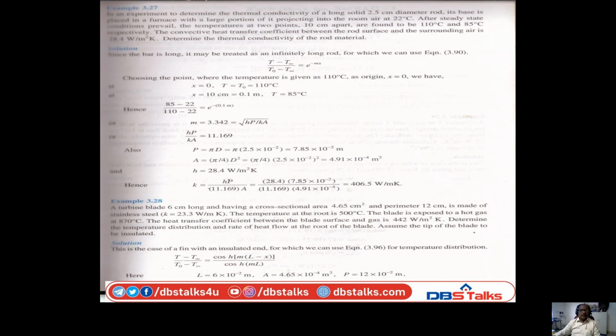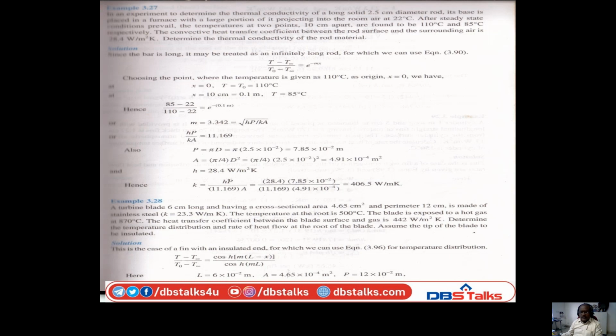Here there is a problem. Already last class we have discussed one problem, how to find out the heat transfer in a fin. Now we'll see another problem. In an experiment to determine the thermal conductivity of a long solid rod of 2.5 centimeters diameter. So here he explained that it is a long solid rod, which means we have to treat it as a long fin.